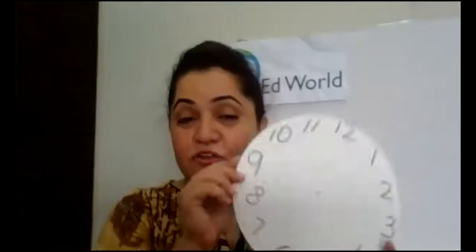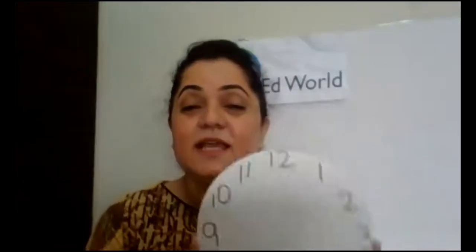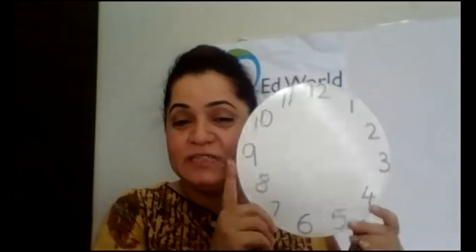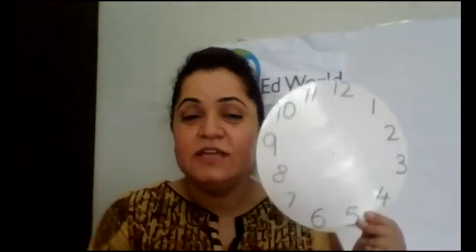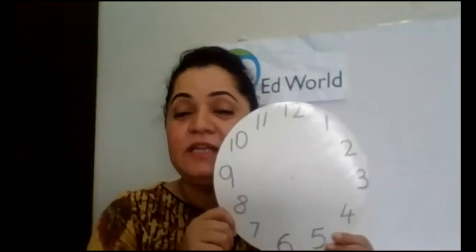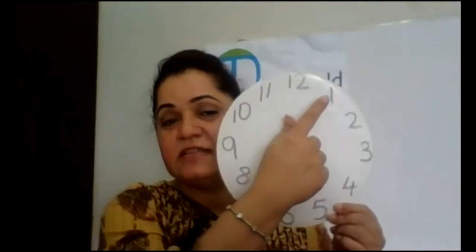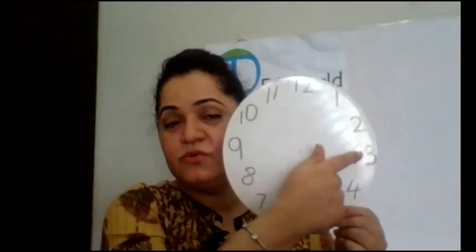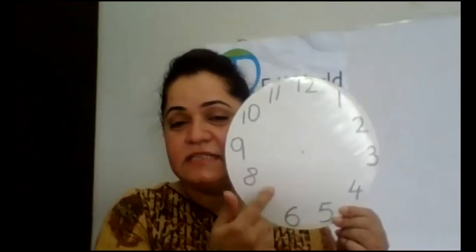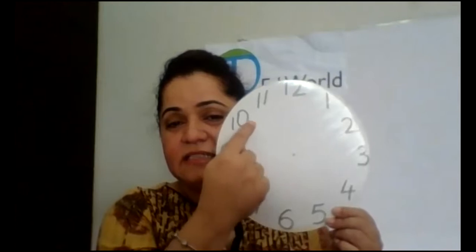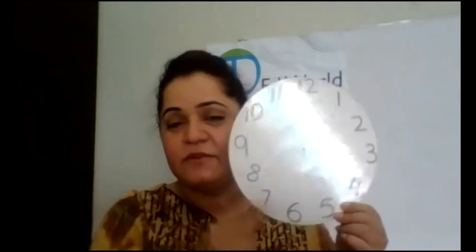So remember, we made the clock yesterday. Right now I'm showing you the clock without any arms, because first of all, we're going to see how many numbers we have on this clock, starting from 1, 2, 3, 4, 5, 6, 7, 8, 9, 10, 11, and 12, right? So these numbers show the hours, right? There are 24 hours in a day, 12 in the daytime, and then 12 in the night time, right?